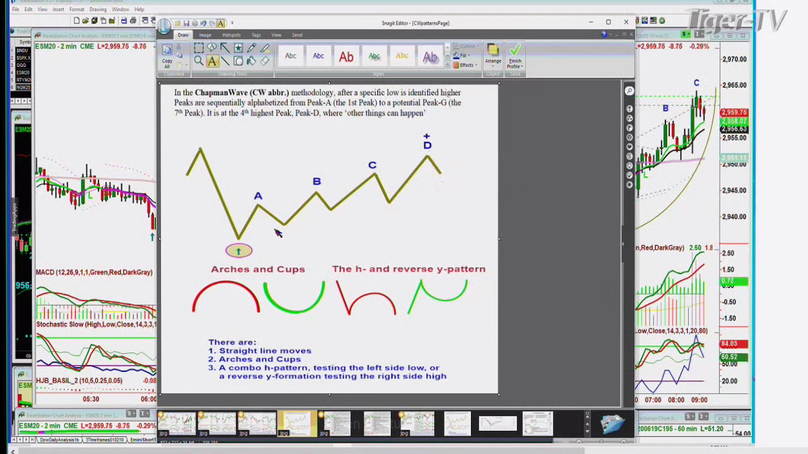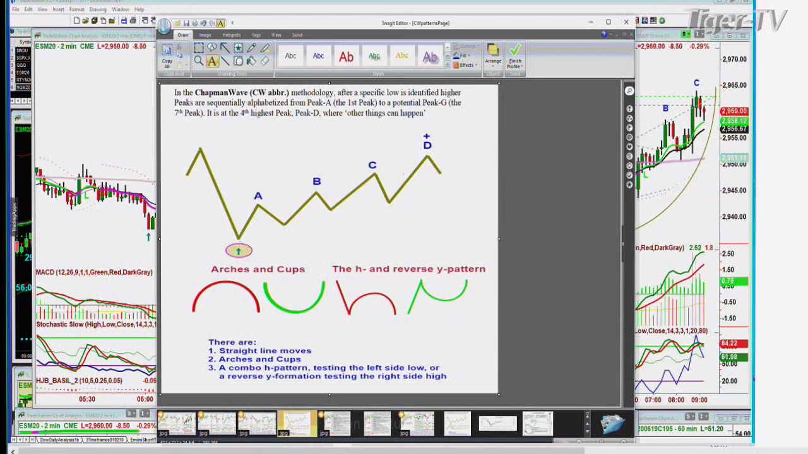Just keep it as simple as possible. And then I look at just basically an arch pattern, a cup pattern, a straight line pattern, and then the combination. It comes down, makes an arch formation, tests the left side low. If it takes it out, I've got it red because that's negative. And on the upside, it's a reverse Y pattern. And you go to the upside, you stall at a peak D, E, or F to come down. And then what you do is you see the retest, and if it breaks to the upside, that's very positive. So make it as simple as possible.